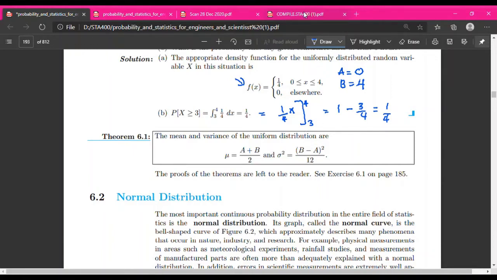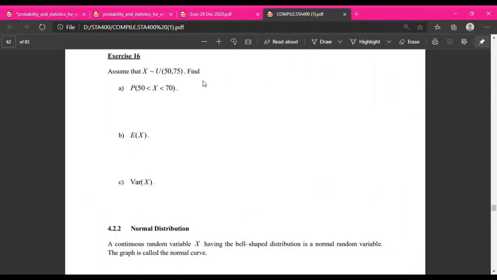Okay, let's see another example here. Assume that X adalah uniform distribution. Ini notation untuk uniform distribution for continuous function.